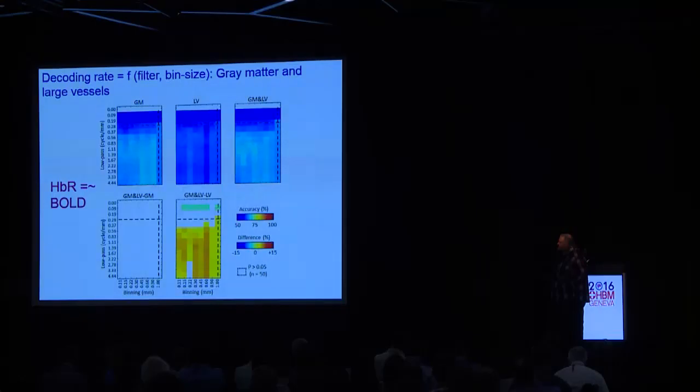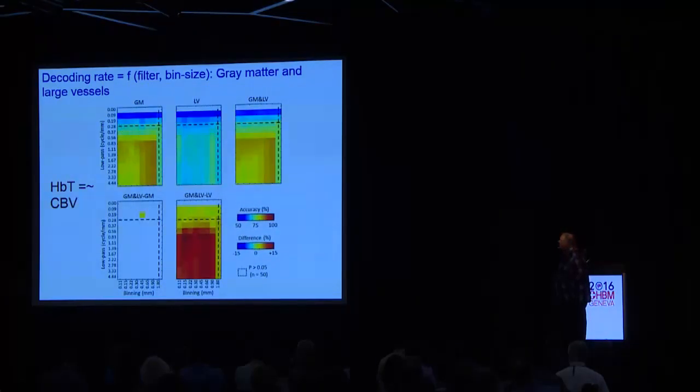However, when we subtract the large vessel decoding rate from the decoding rate obtained from gray matter and large vessels, we do get statistically significant differences. This suggests that although we can decode in a statistically significant manner from large vessels, the contribution of large vessels is redundant when signals from gray matter are included. We repeated this computation for cerebral blood volume, for total hemoglobin, and we get a very similar pattern, where the decoding rate from gray matter is similar to the decoding rate from gray matter and large vessels and much higher than large vessels, and the decoding rate from large vessels is redundant relative to gray matter.